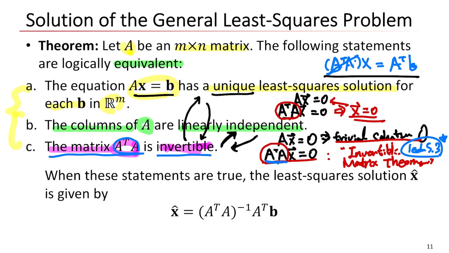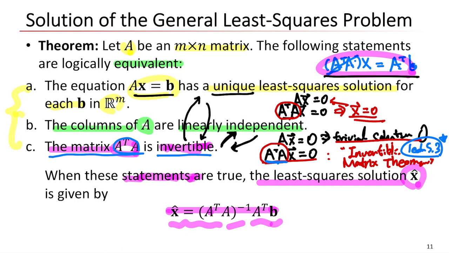So when these three statements are true, then the least squares solution x hat is given by x hat is equal to the inverse of A transpose A times A transpose b, right? So from the normal equation, let's rewrite it again here. From the normal equation, the unique solution x hat is equal to something like this, right? So this is the theorem for the least squares solution.